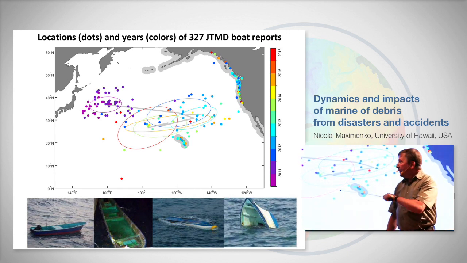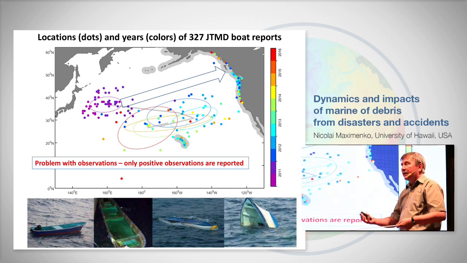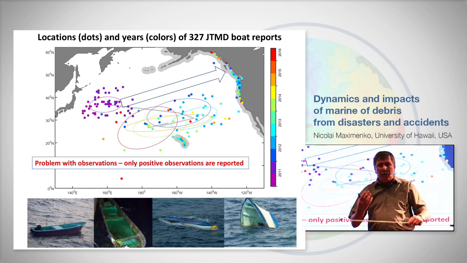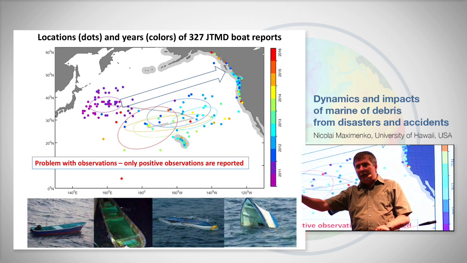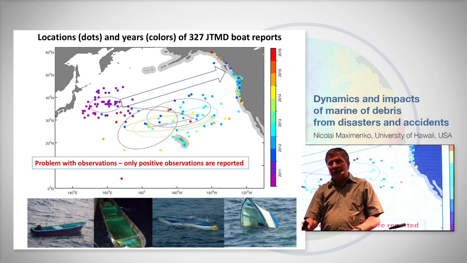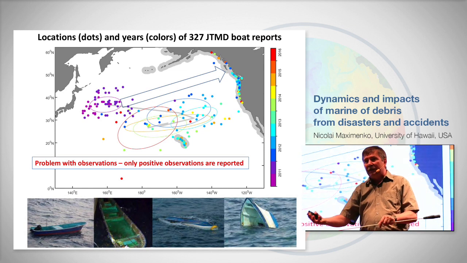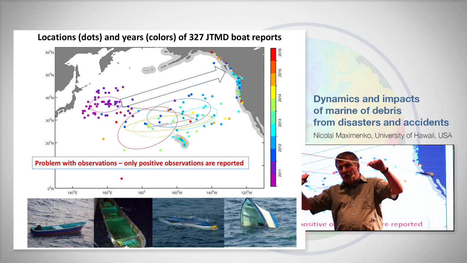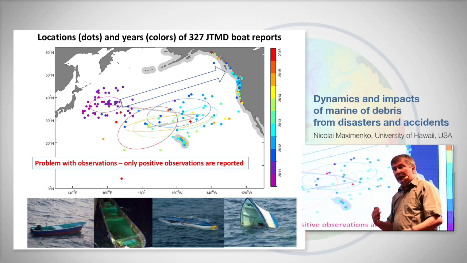But this map also reveals a big problem with such opportunistic observations. People at sea, even if they are motivated, report only if they see something. They see a boat, if they know what it is, if they know this is important, they report. If they don't see anything, they don't report. But empty areas are as important as areas with debris for validation of the model, because basically what we are trying to validate is a pattern, the contrast between high concentration and low concentration. And these data are not available.